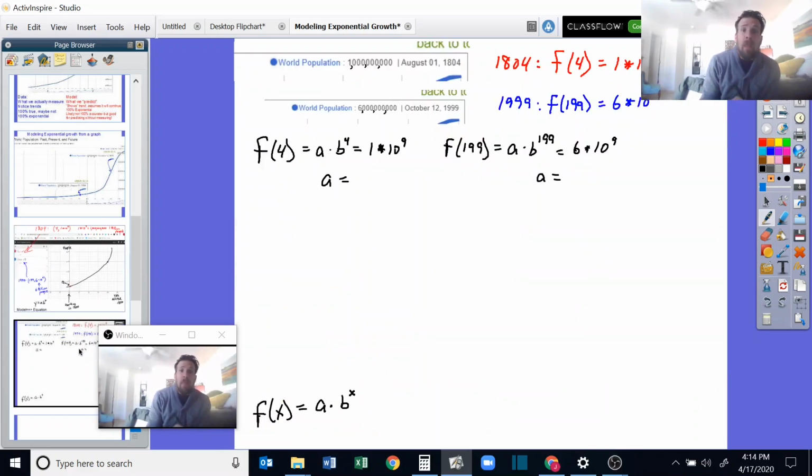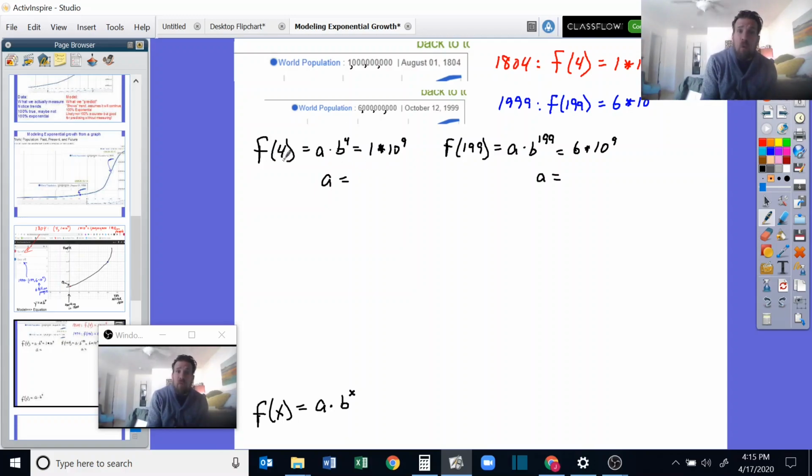So we're going to start with those two data points that we have. In 1804, which was 4 years after 1800, we had 1 billion people. In 1999, that's 199 years after 1800, we've got 6 billion people. I just wrote that information right here. Now, we know that the equation that we want to write is going to look like this: y equals a times b to the x, or in function notation, f of x equals a times b to the x. So that's what I've written here.